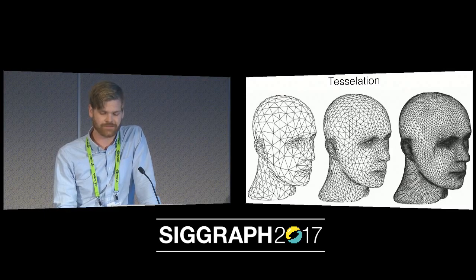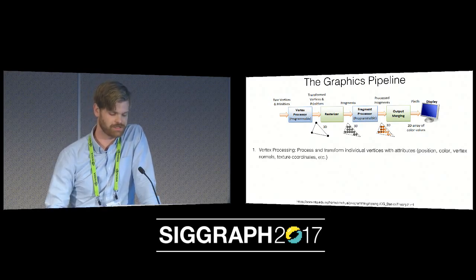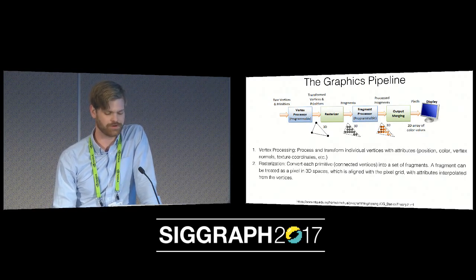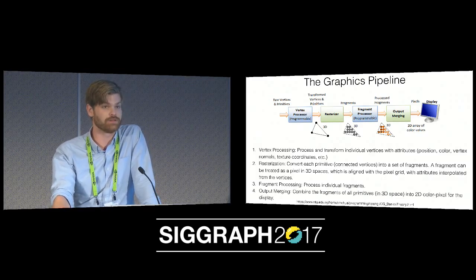So once we have some 3D model, as described as a set of primitives composed of 3D vertices, what do we do? Well, how do we get that image onto the screen? We go through the graphics pipeline, which first consists of a series of stages. First, vertex processing, where we transform individual vertices and the corresponding attributes. Then the rasterization process, where we convert each primitive into a set of fragments, followed by a fragment processor, which can operate on individual fragments, and then finally merging all of this together into something that we can display on the screen. And each of these stages I'll talk about very briefly now, but they all hold their special parts in the VR pipeline.